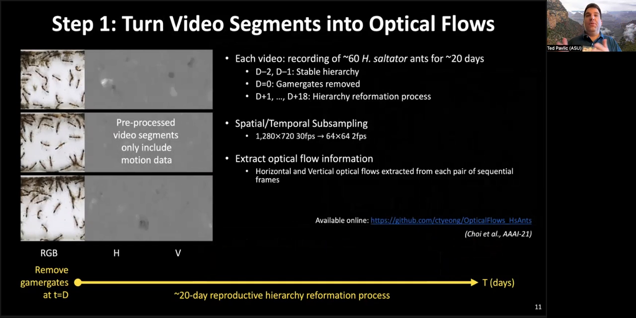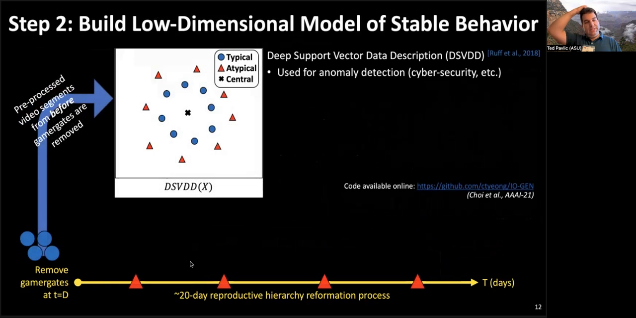The first step is we pre-process those video segments, and we actually don't feed it the raw video exactly. We feed it horizontal and vertical optical flow information. So all it gets are segments that look like this fuzzy stuff here, which just indicates that there was movement from one frame to another. Those pre-processed video segments go into something called a deep support vector data description neural network.